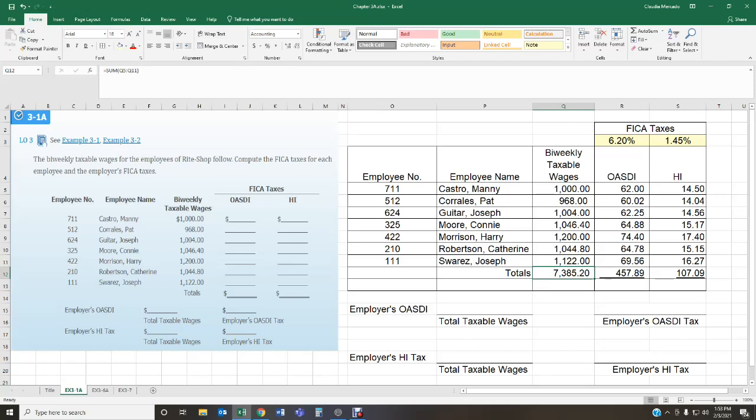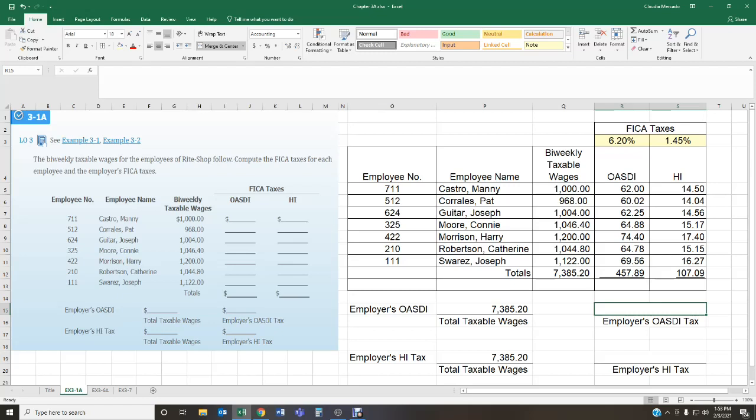Over here they're asking you, what are your taxable wages? My taxable wages are the $7,385.20. I'm going to pay taxes on all of my wages here, so that is for both figures. Taxable wages are $7,385.20. Now, how much does the employer have to pay on the wages earned?